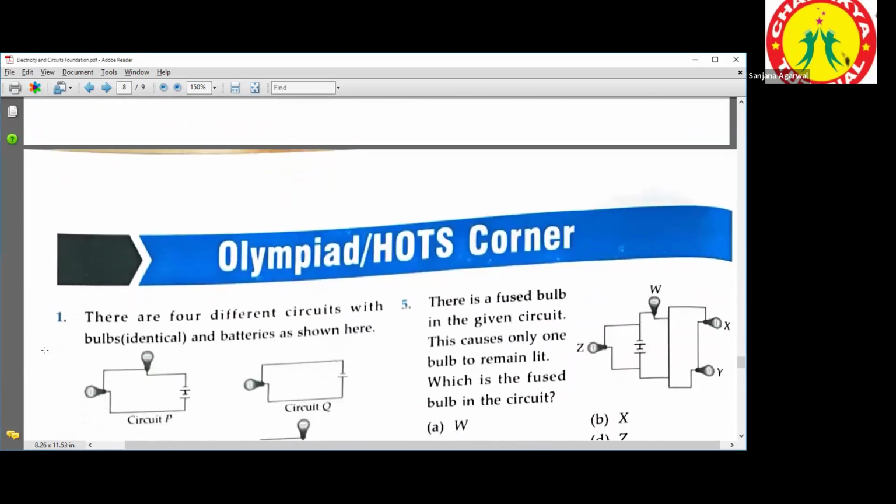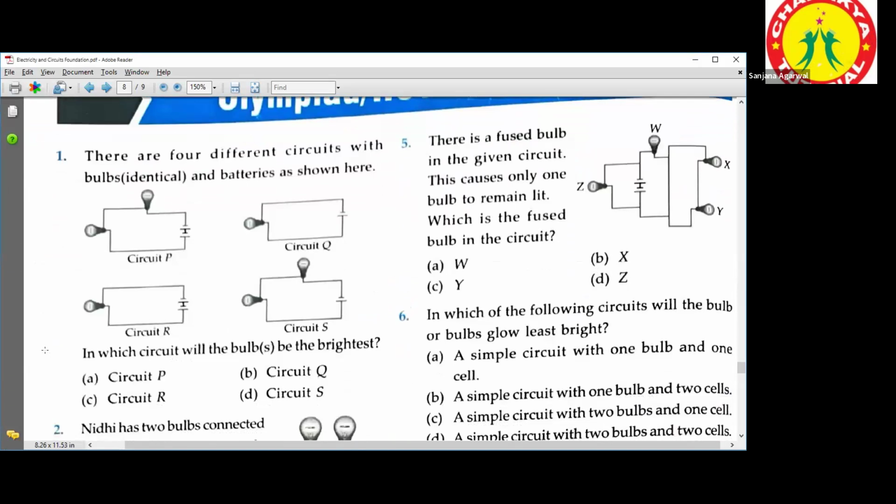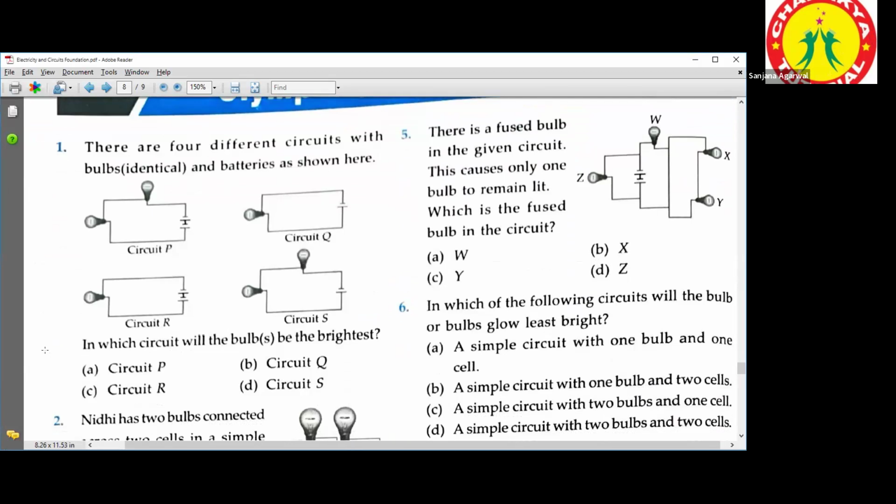Now let's move to the hot corner. Look at the figures in question number 1 and think and then answer. Four different sockets with identical bulbs of the same rating and batteries are shown. Okay, in which socket will the bulb be the brightest?